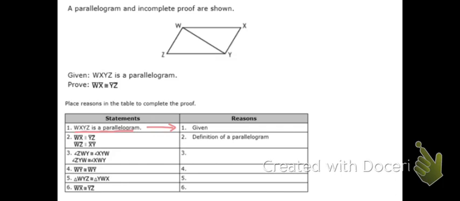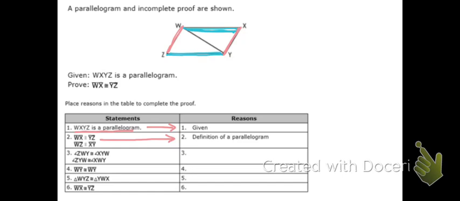Now, going from there, what do we know? If it's a parallelogram, what does that mean? Well, with parallelograms, the opposite sides are parallel. So these 2 blue lines are parallel, and these 2 pink lines are parallel. Parallelograms have 2 sets of parallel lines. So that's what they're saying here in statement 2. The reason I can make this statement is because that's the definition of a parallelogram.